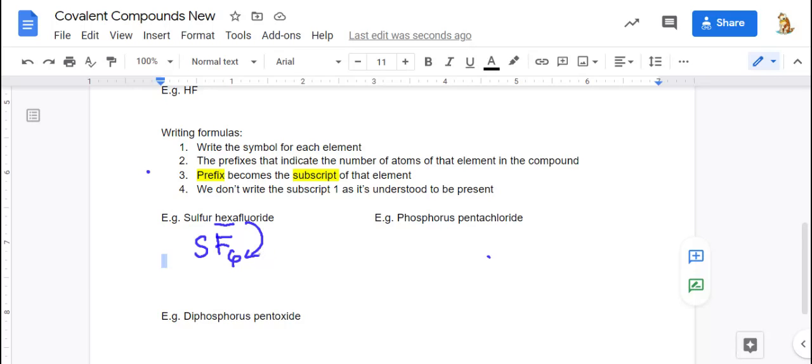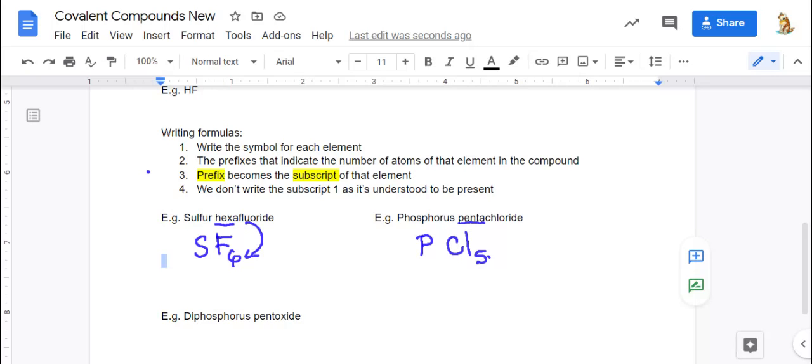Phosphorus pentachloride. So phosphorus is P, chloride is Cl. There's no prefix with phosphorus, so we know that there's only one. And then pentachloride. So that means there's 5 chlorines because penta means 5. And the subscript always comes after the element, even though the prefix is in front. So penta, the name is in front, but the number goes behind in the formula.